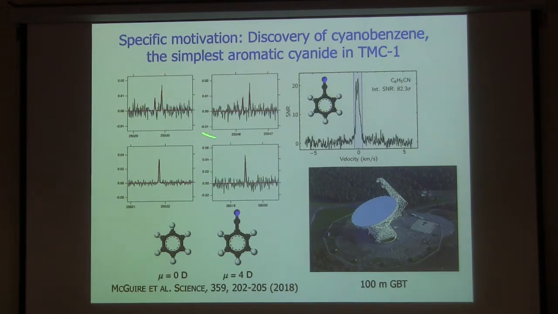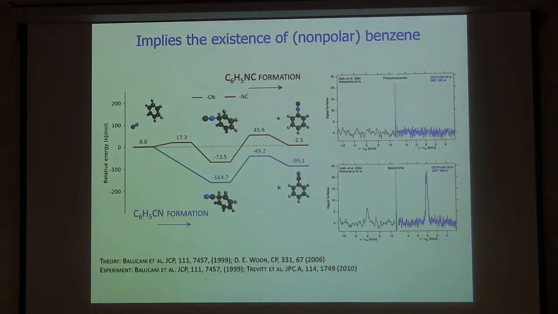Right, so there's perfect agreement. We can use something called spectral stacking, where we stack up all the lines together, because we have, again, the uncertainty in the laboratory frequencies, the fraction of line from the source. And you can see this 80-some sigma detection. And it has a little bit of structure here because of the velocity structure in TMC1. All right? And so what's neat about that is it actually implies, we obviously can't see benzene, but we can see cyanobenzene. It implies the existence of benzene in this source.